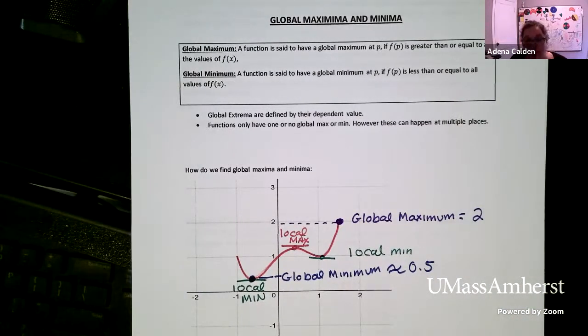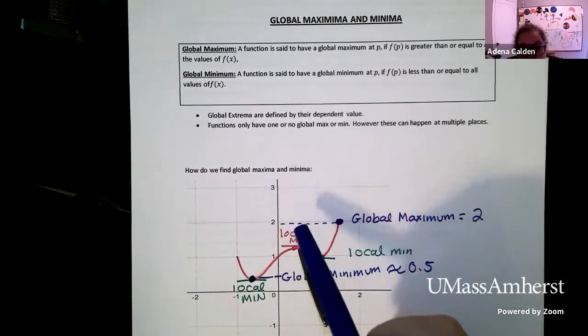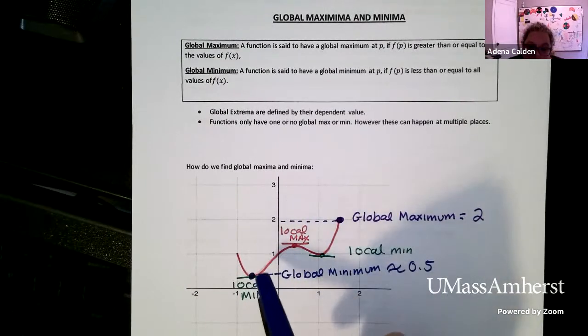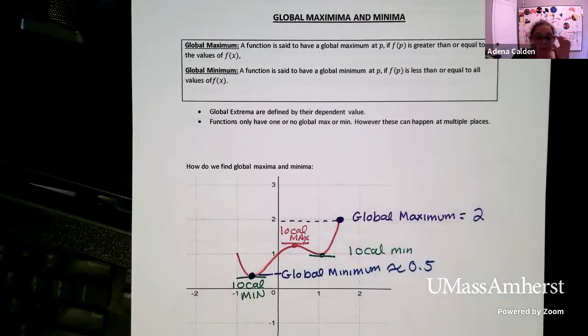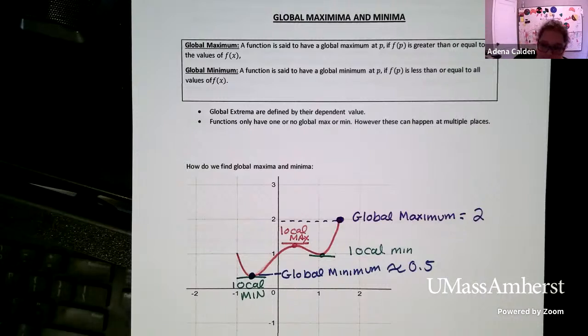Some things I want you to notice. When we talk about the global max and global min, we define them by their dependent value, the y value. Functions will only have 1 or 0 global maxes or mins. You can't have 2, because if you have 2, then one of them has to be bigger, right? If you tell me that the highest y value is 4, then it cannot also be 5. So there can only be 1 or 0.